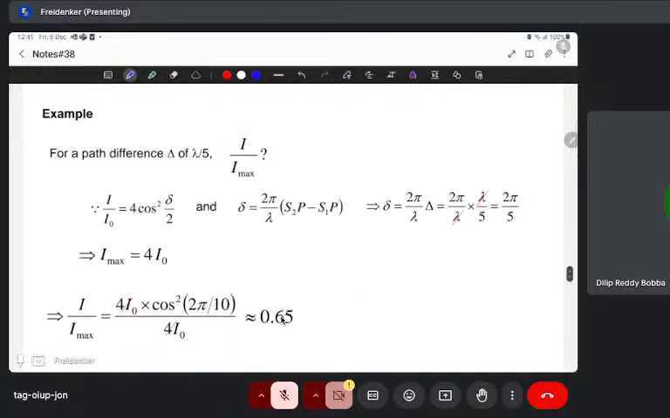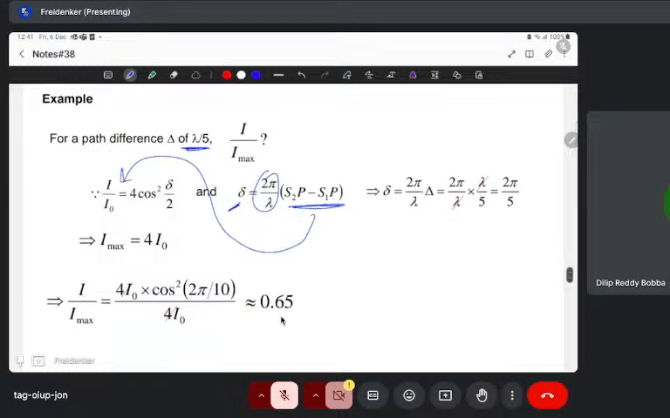Okay, they give similar thought. They gave you a path difference of something. They're asking you to find I by I max. So they're making you use the formula. Phase difference is 2 pi by lambda, which is nothing but k. So phase difference is 2 pi by lambda into path difference. From here, you can substitute it in the ratio formula. You will get the answer that you require.